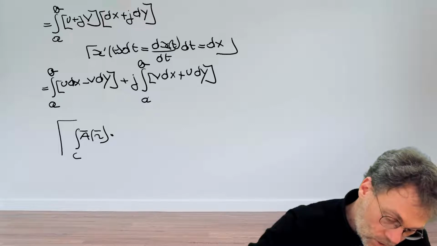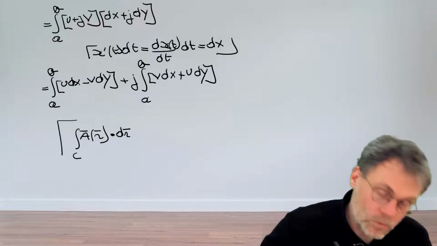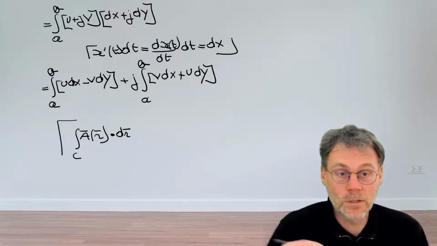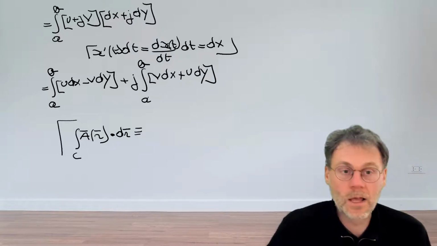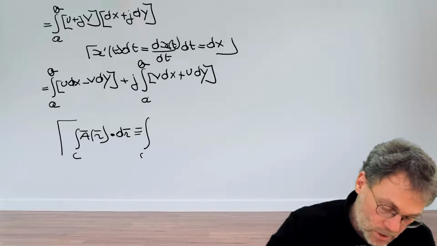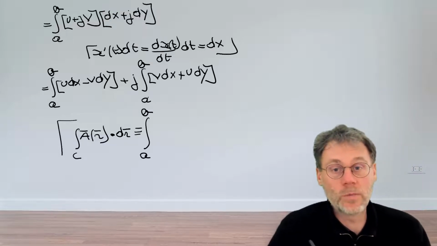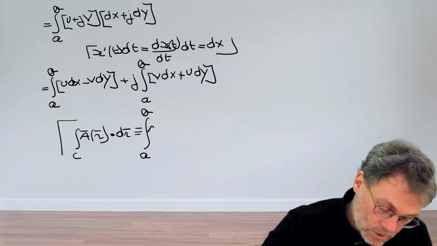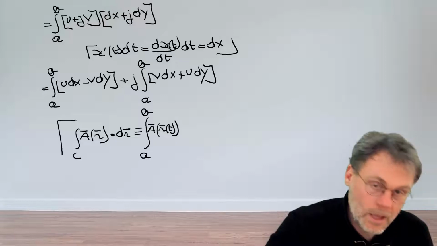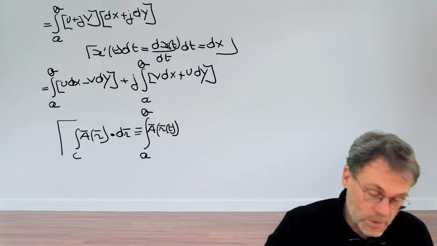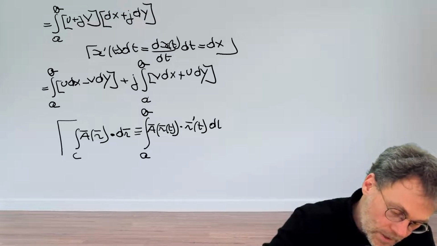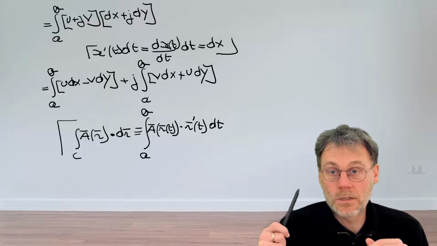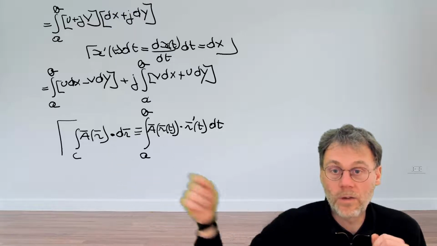So if you have this vector and you take the scalar product with the elementary displacement dr, then this particular case was defined again by parameterization as an integral from a to b over our parameter t. Just as you would expect, it's defined as A of r of t. And then this second thing becomes r prime of t dt. So this is the definition of a line integral of a vector field.